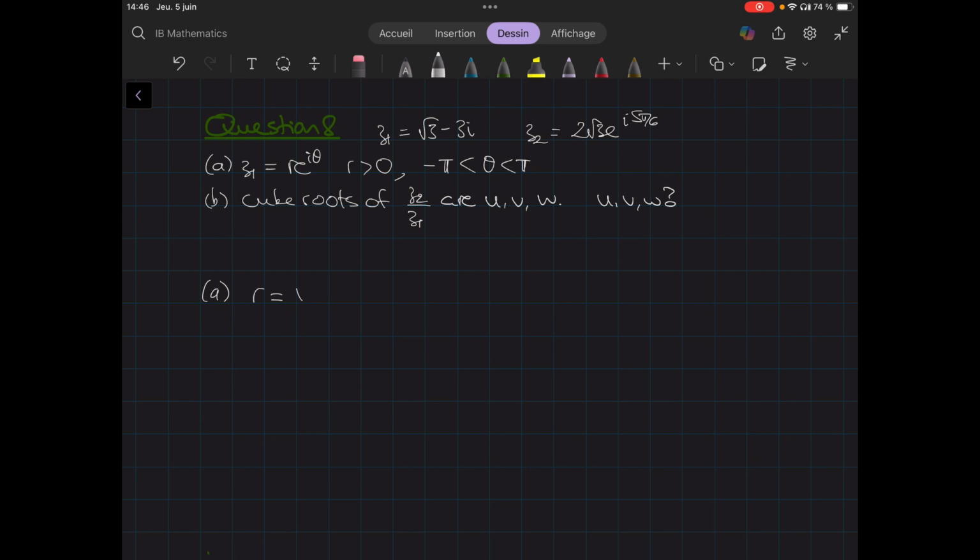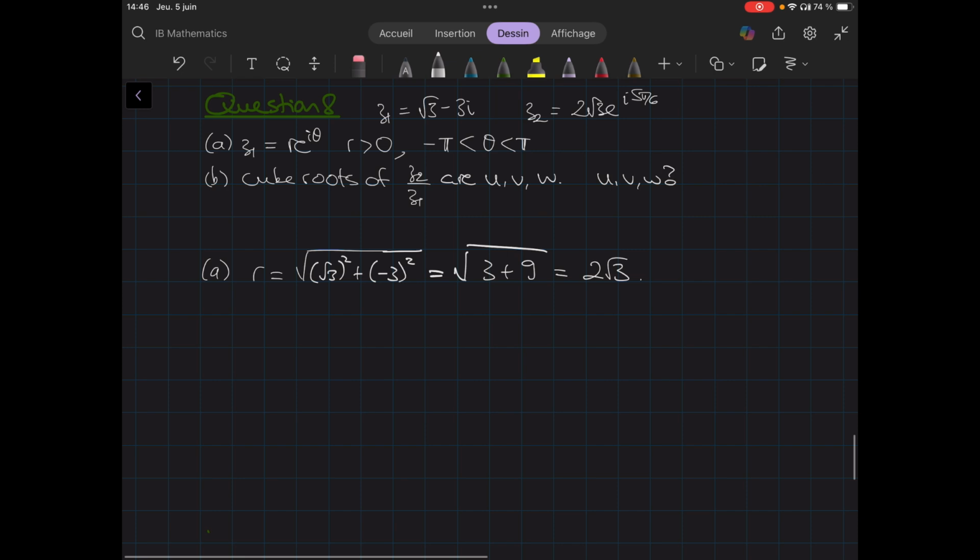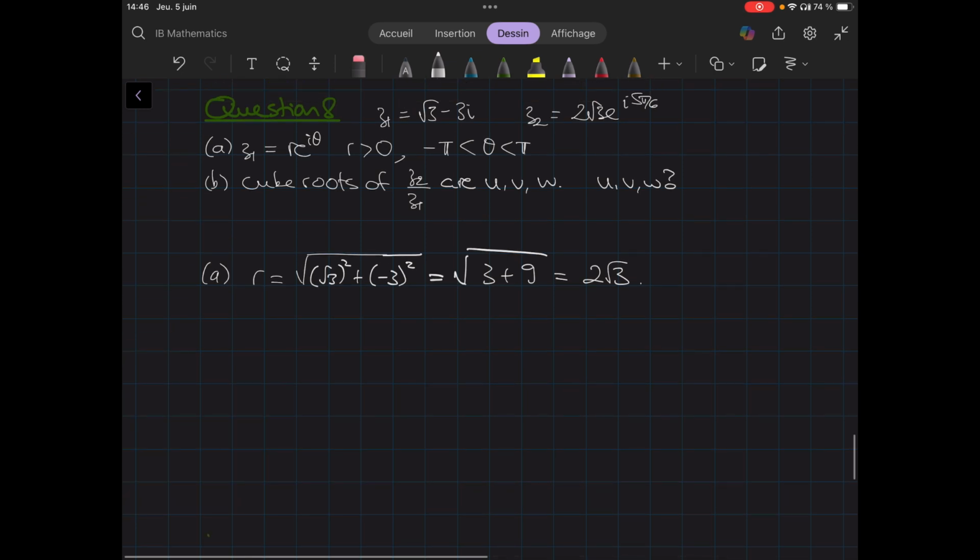r is going to be the square root of root 3 squared plus negative 3 squared. It is the modulus of the complex number. And you will get 2 root 3. What is theta? And how do we find theta?